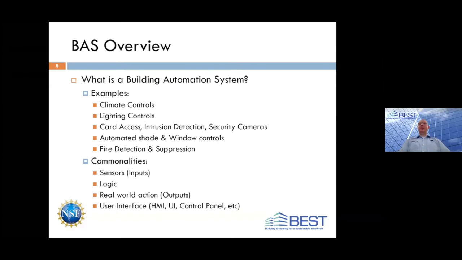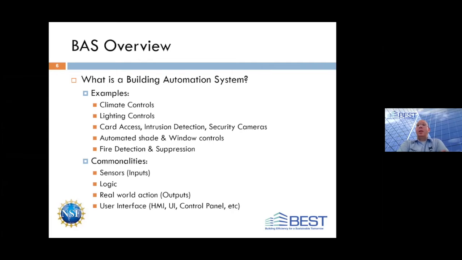Some great examples of building automation systems include climate controls, lighting controls, card access and other security related systems, automated shading and window controls, and fire detection and suppression. These are just some examples. There are many, many examples of building automation systems. Arguably, you could even say that a programmable thermostat in your home is a building automation system.